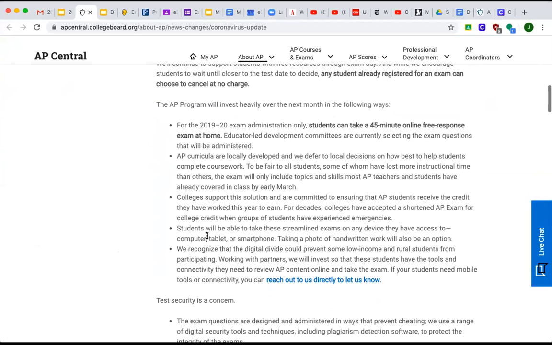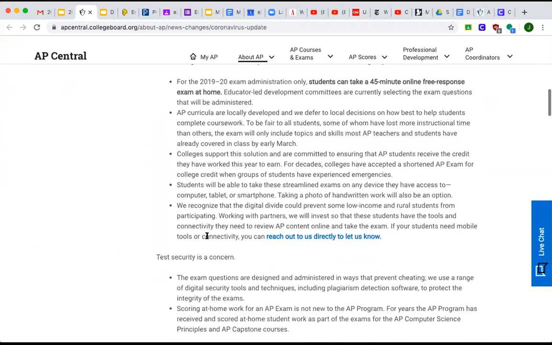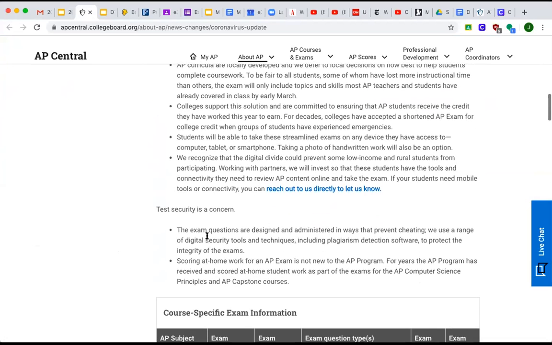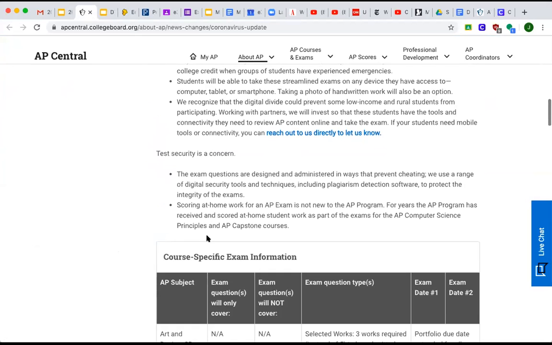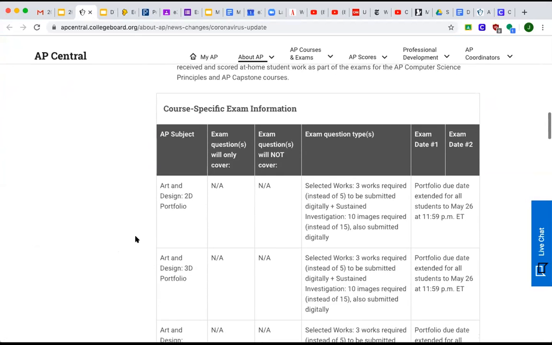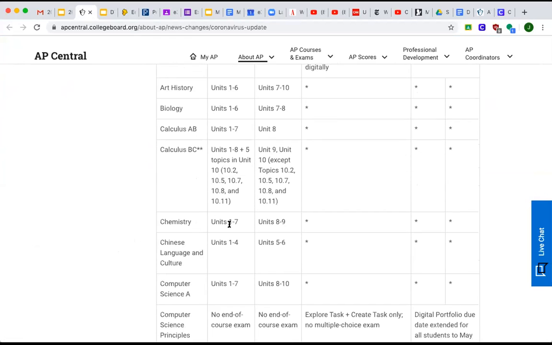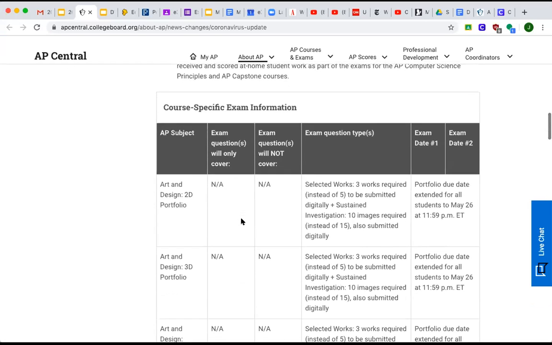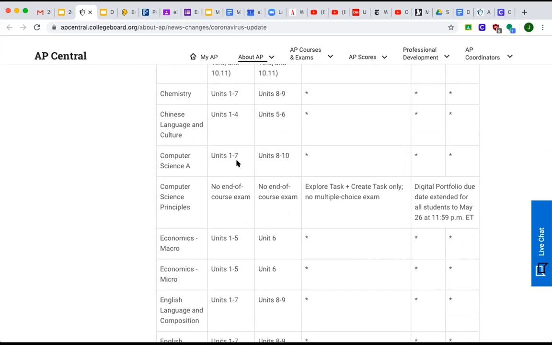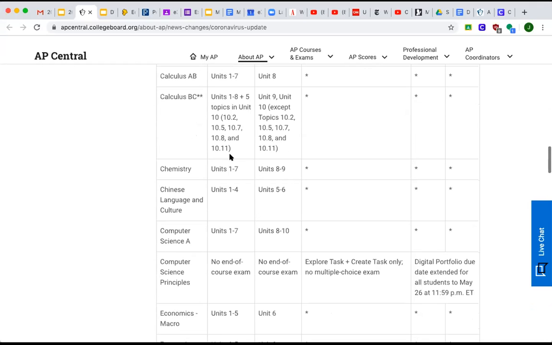Okay, course-specific exam information: chemistry, units 1 through 7. Exactly what I thought. The exam will not cover units 8 and 9. We spent a lot of time on unit 8, and that's why we're really focusing on units 1 through 7 here. But that's okay, because unit 8 and unit 7 are highly related, so our time spent on unit 8 helped us with unit 7. So we just have to really focus on units 1 through 7.